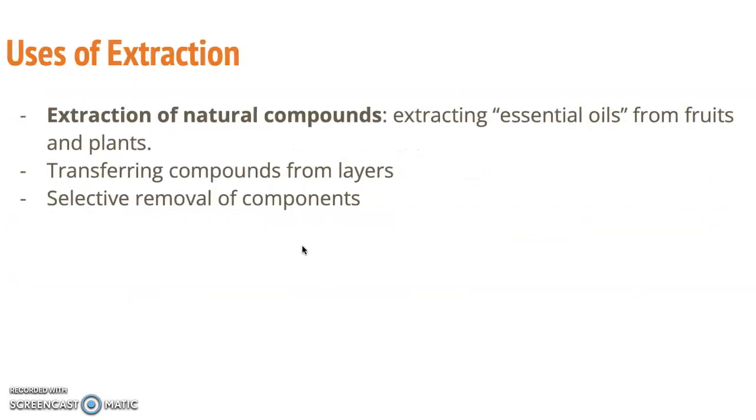The uses of extraction. Extraction of natural compounds. This is, for example, extracting essential oils from fruits and plants. The other two uses can be transferring compounds from layers and selective removal of components.